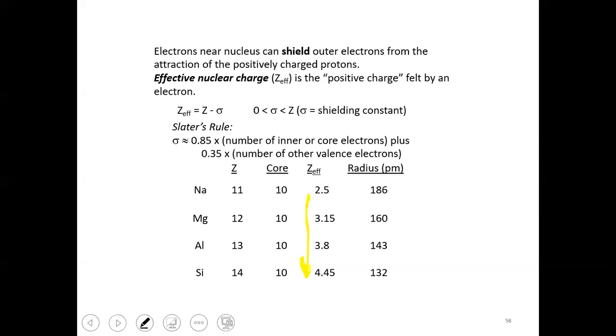So again, notice that the majority of the electron shielding, you can see from the formula here, is 0.85 times the number of core electrons versus 0.35 times the other valence electrons. You can see that the majority of the shielding comes from the actual core electrons. These are the ones that are kind of blocking off, shielding the outer electrons from the fullness of the positive charges in the nucleus. Okay? I hope that's clear.